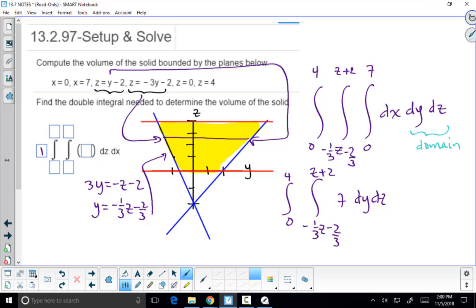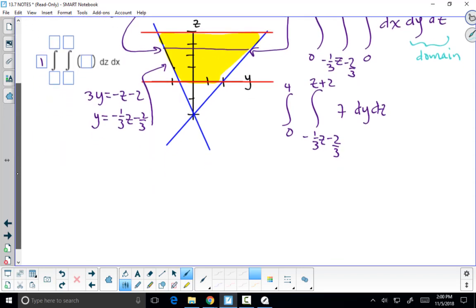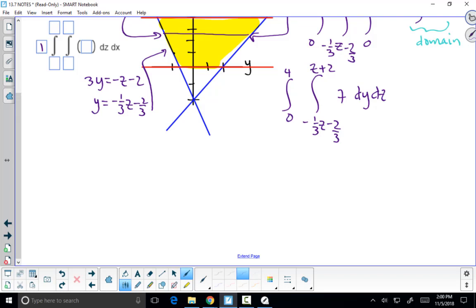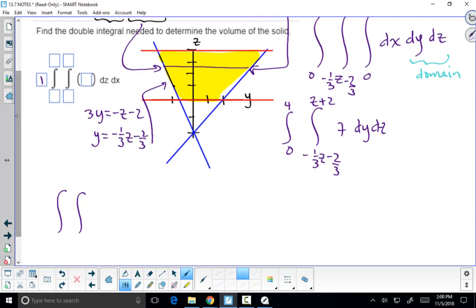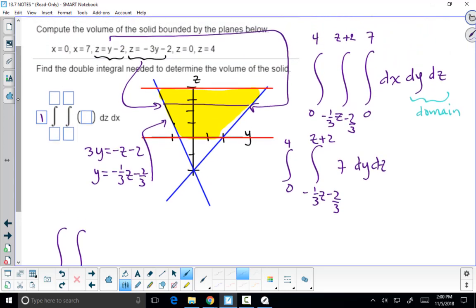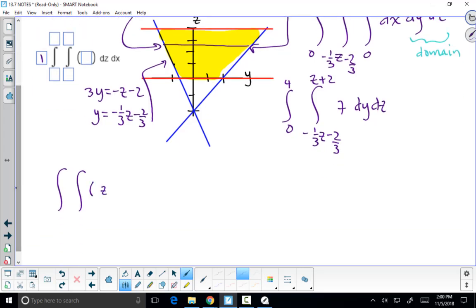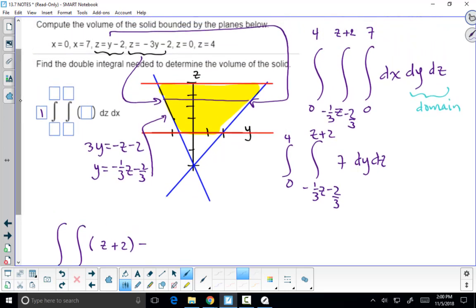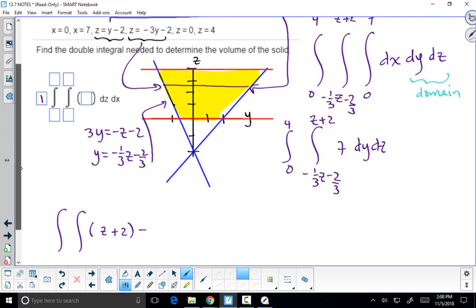Yes, I understand. So let's set it up with the Y surfaces. If we set it up like they did, and let's do it as a double integral, then we'll do the right surface minus the left surface. The right surface is this one, so that's y equals z plus 2. So that's z plus 2, the right surface, minus the left surface, which is this one. So we have to solve that for y.